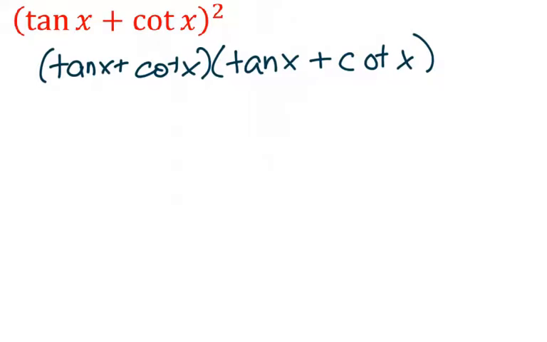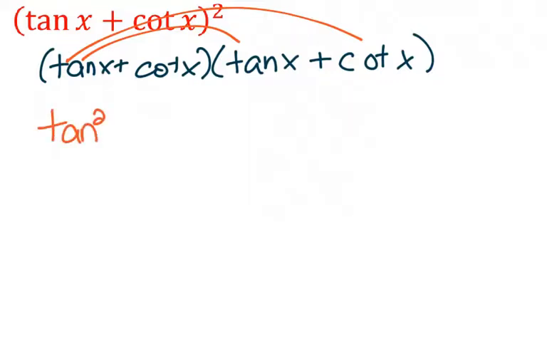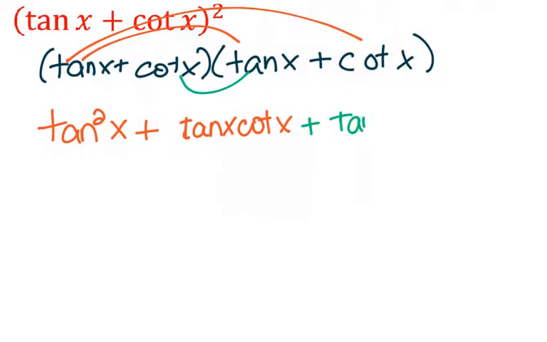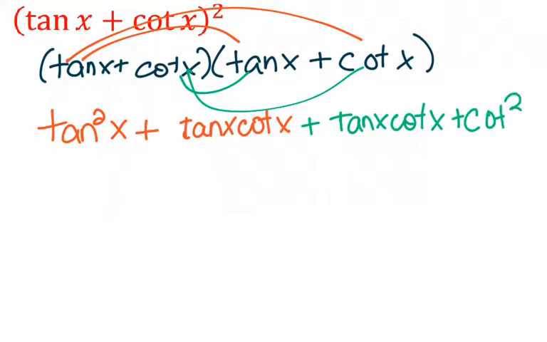So let's multiply the first and the outer. We'll distribute tan x to both of those terms. Tan x times tan x is tan squared x. And then tan x times cotangent x is tan x cotangent x. And let's distribute cotangent x. And we'll have tan x times cotangent x here. And then cotangent times cotangent is cotangent squared x. All right, so now we have some like terms here.